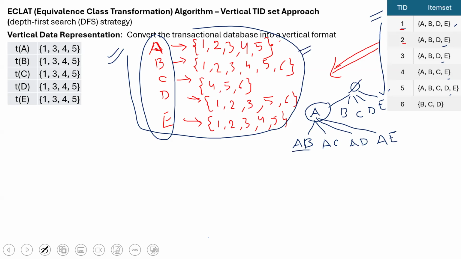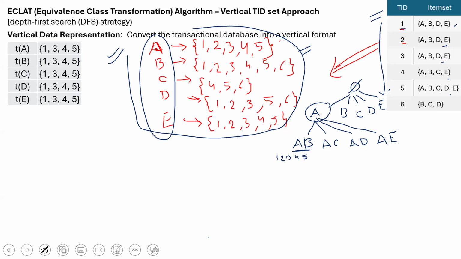I'll only use this vertical format to calculate anything, to calculate support or whatever it is. Now, when I want to calculate the support of AB, I'll take the intersection of these two. What is the intersection of these two items? It is 1, 2, 3, 4, 5, right? It is 1, 2, 3, 4, 5. Okay. Now just remember, this is just an example.